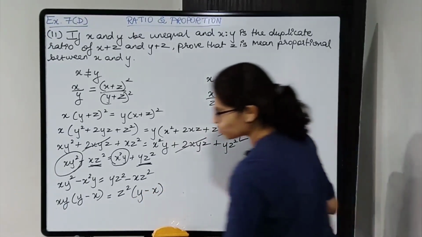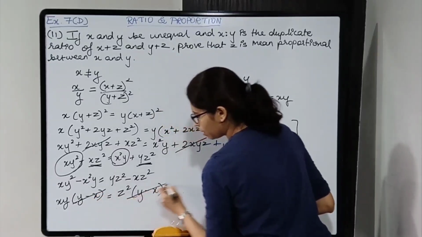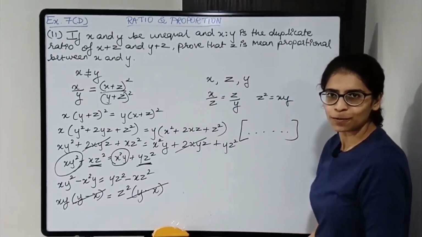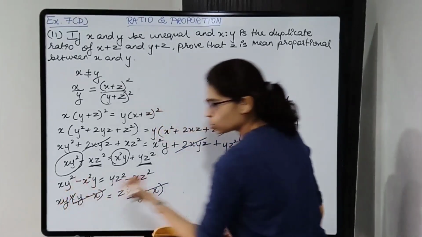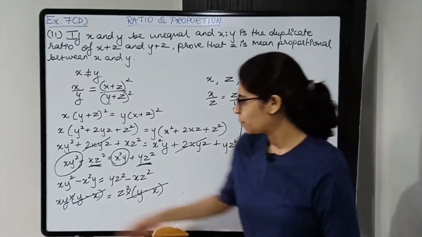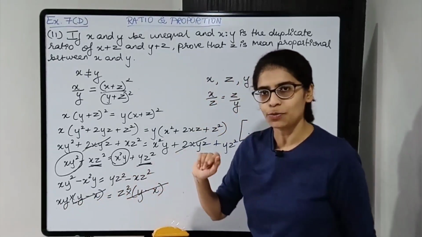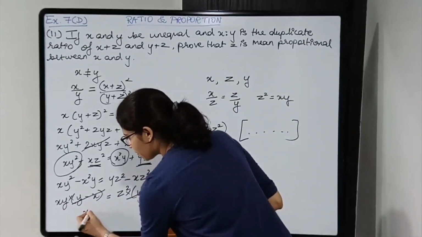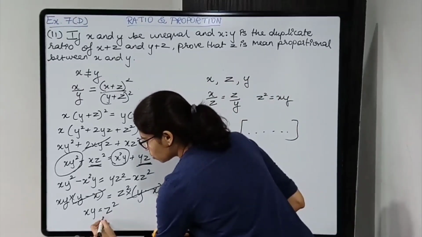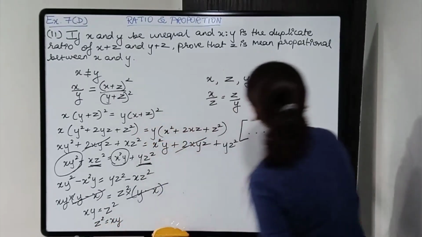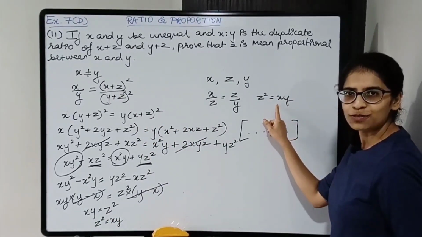Okay. So y minus x cancel हो गया. Okay, because there is a multiplication sign in between, so you can cancel out. Now xy is equal to z square. This is left. That is, z square is equal to xy. This is what we had to prove.